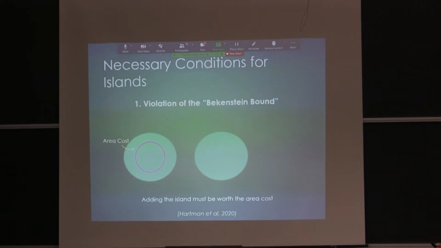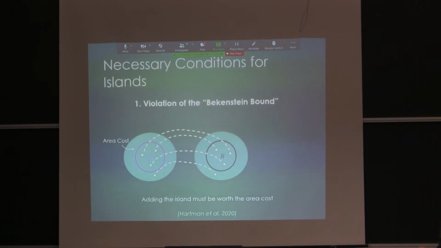So the first one is a consequence of the fact that there is an area cost to adding an island to the entanglement wedge. So if you remember, the generalized entropy has the area part and then the matter enclosed part. And so if you're going to add an island to the entanglement wedge, that will add the area of that island to the generalized entropy. So this can only ever be favorable, because remember we're trying to minimize the generalized entropy as well.